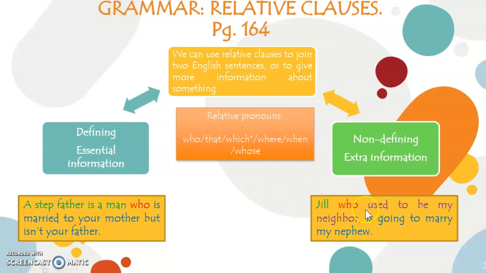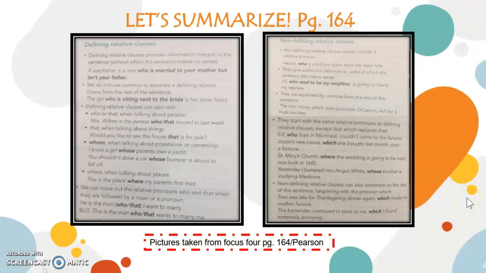And here, if I omit the purple part, it's still a sentence that makes sense. I can say, Jill, who is going to marry my nephew, and so on. But in the case of defining relative clauses, I cannot omit any part. What is the extra information, the not required information, that I can omit here? That this person used to be a neighbor. I can omit that part, and my sentence is still going to make sense.